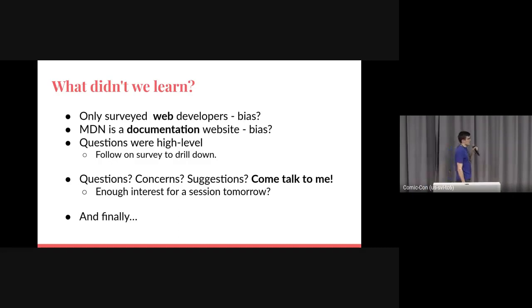What did we not learn from the MDN survey? So we only surveyed web developers. So bias, right? We're missing everyone that doesn't develop for the web. Everyone that left the web or never came to the web, we don't know what they think. MDN is a documentation website, so I assume that people go there because they're looking for documentation. So what sort of bias is that? I don't even know, but that's bias, right?